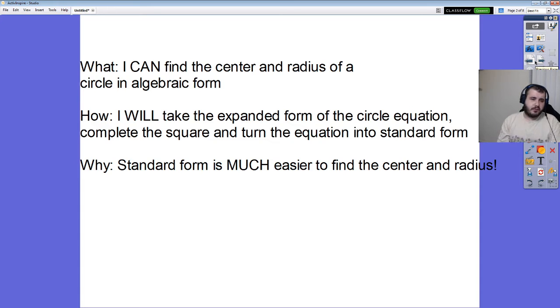How we're going to do this is we're going to take the expanded form of the circle equation and complete the square so that we can turn that equation into standard form. The reason we want to do this is because standard form is so much easier if we're trying to find the center and the radius. You can actually just read it right off of the diagram, which is really great.